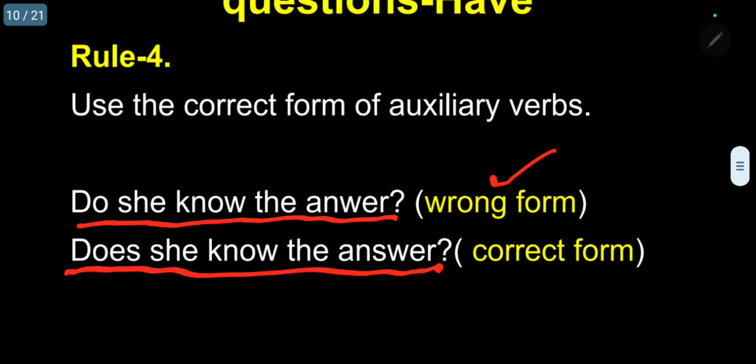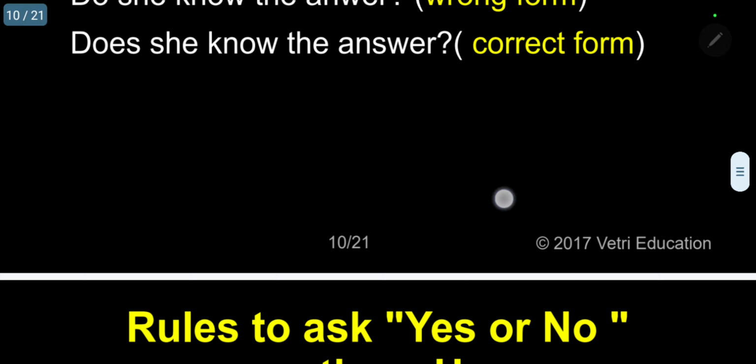This is the use of the correct form of the auxiliary.